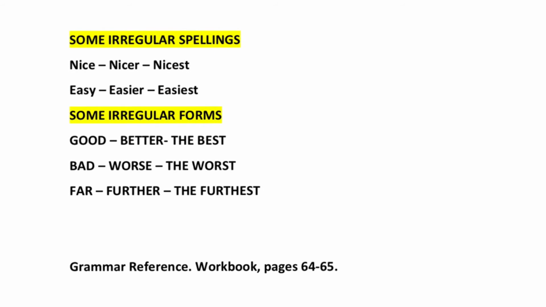Now, let's see some irregular spellings, es decir, algunas particularidades en el spelling que os podéis encontrar con ciertos adjetivos. For example, nice, in the comparative nicer, in the superlative nicest. We have, for example, easy, in the comparative easier, in the superlative easiest.